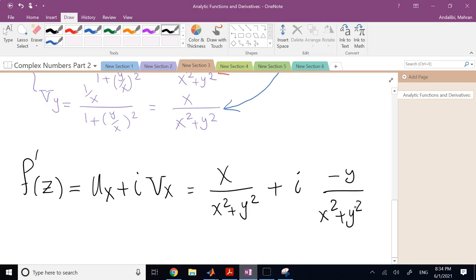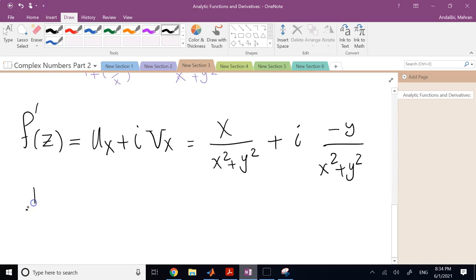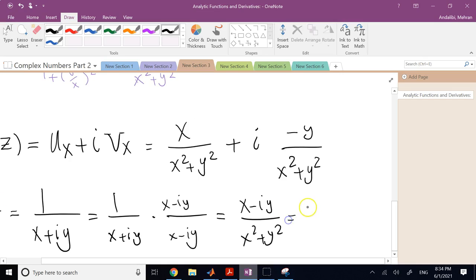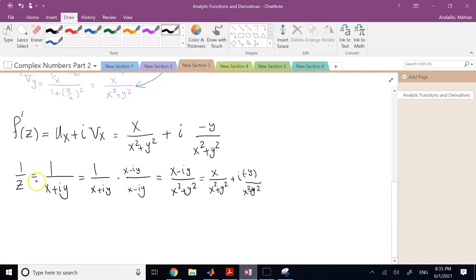Now, is this the same as 1 over z? Well, let's find out. 1 over z is 1 over x plus iy. And here I have divided two complex numbers, so I multiply by the conjugate of the denominator. And as you know, it is going to be x minus iy divided by x squared plus y squared. And guess what? This is the exact same thing as above, correct? Just separate them.